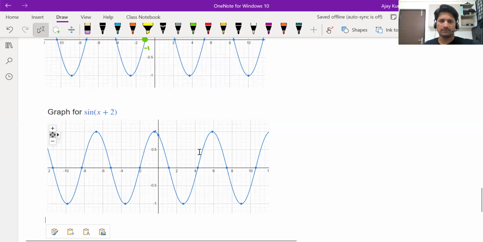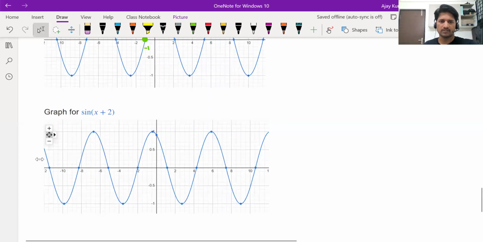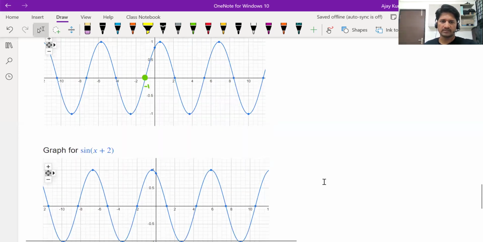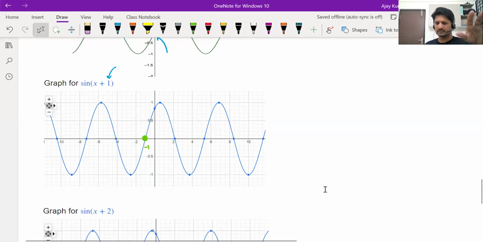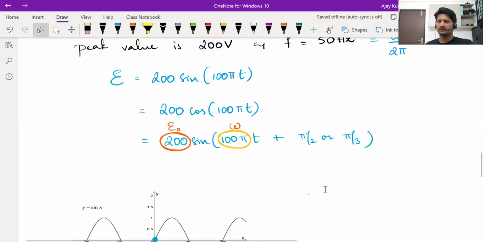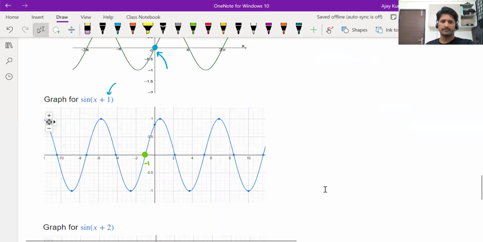This is the graph for y is equal to sine of x plus 2. You can see it's not passing through the origin. It is passing through x is equal to -2. You added 2 to x, so the graph shifted to the left by 2 units. It is now passing through -2. So did you understand that the constant inside the sine bracket does not affect the period or the peak value? Is it clear?